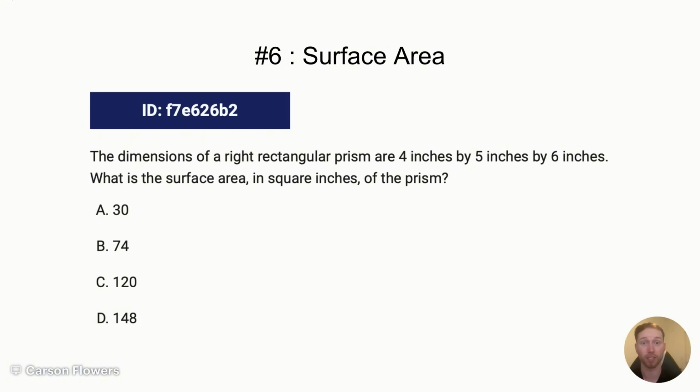The sixth type of question I think you're going to see on the December 6th SAT is going to be a surface area math problem. Here's how to find the surface area of a right rectangular prism. Finding a surface area, you always want to just draw the shape, and this is a good rule for geometry. So let's go ahead and draw this right rectangular prism.